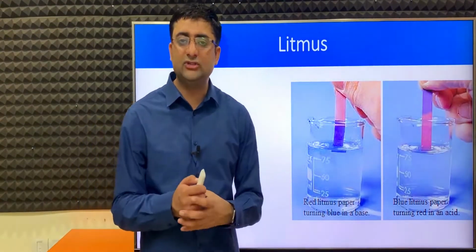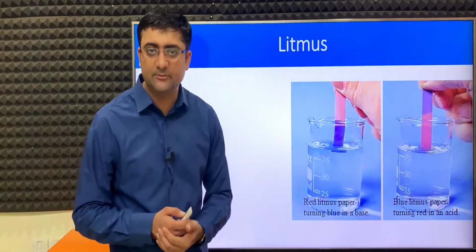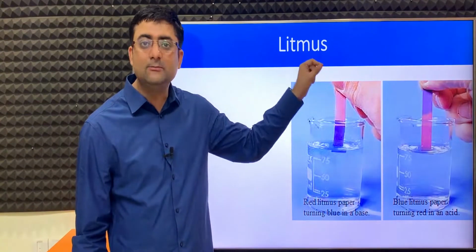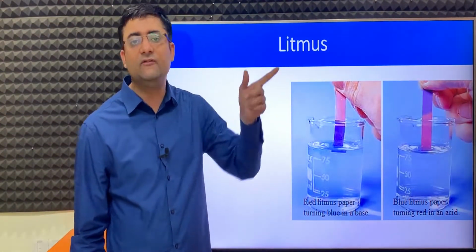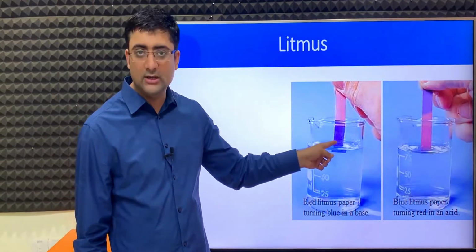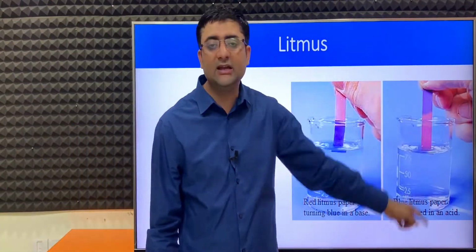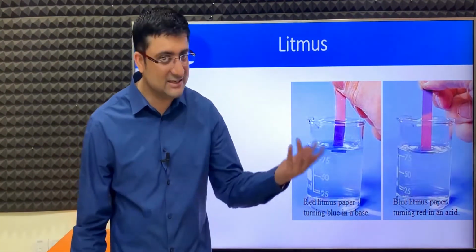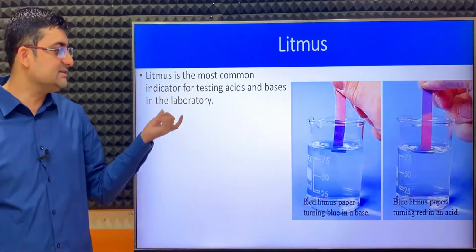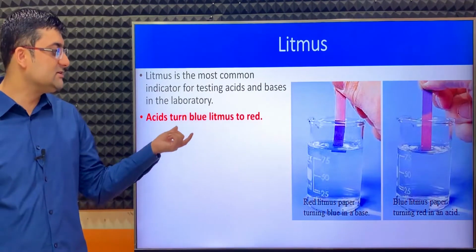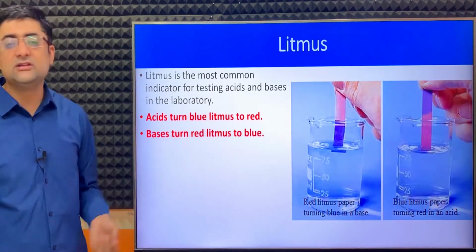So whenever you want to check whether a substance is acid or base, dip both the papers, red litmus and blue litmus, and observe the color change. Wherever there is a color change, you can figure out what it is. If you're getting blue color, it means it's a base. If you're getting red color, it is an acid. Is this clear? So let's read about it. Litmus is the most common indicator for testing acids and bases in the lab. Acids turn blue litmus to red and bases turn red litmus to blue.